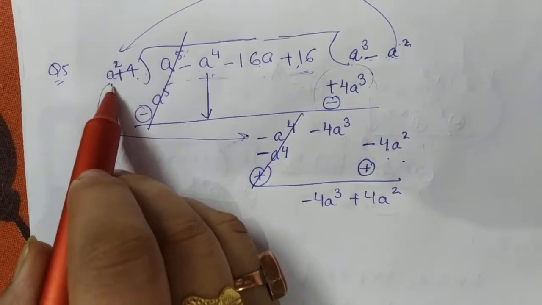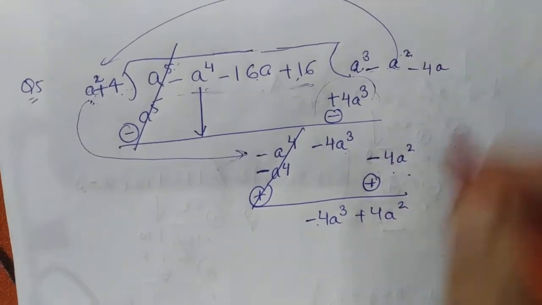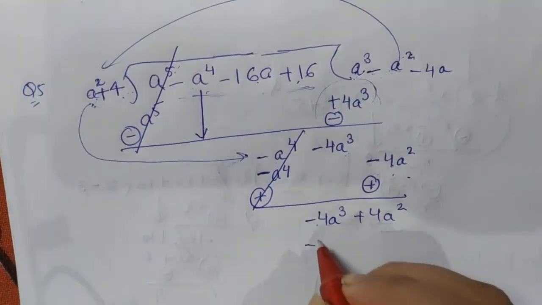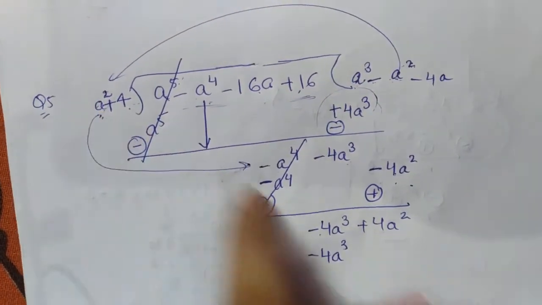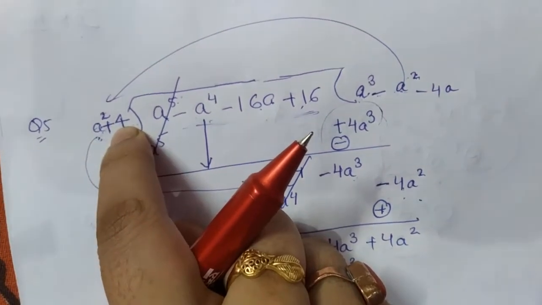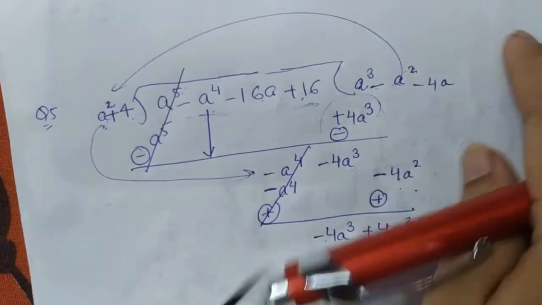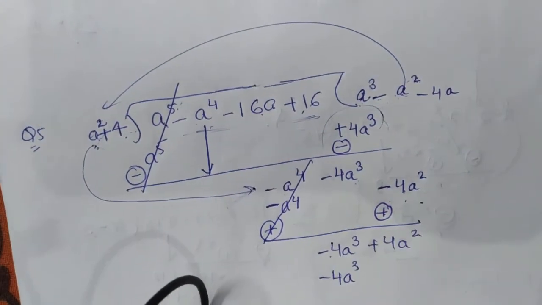So from a square, this time the target is minus 4a cubed. So I am selecting minus 4a. So it will become minus 4a cubed, because minus 4a multiplied by a square is minus 4a cubed, and minus 4a with plus 4 is going to give you minus 16a. But I have a term which is minus 16a already.